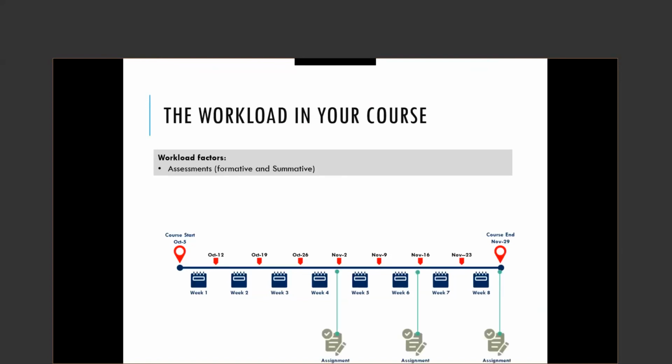Then let's say that you have assignments. You have a few assignments there. You have assignment 1, assignment 2, assignment 3. They are spaced out. This might be exams, for instance, as well. But I'm thinking about assignments. Also, this might be formative or summative. This might be low stakes. This might be ungraded. This might be high stakes.